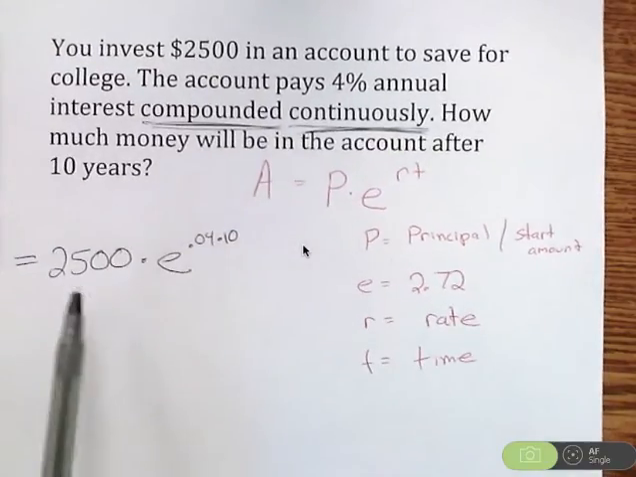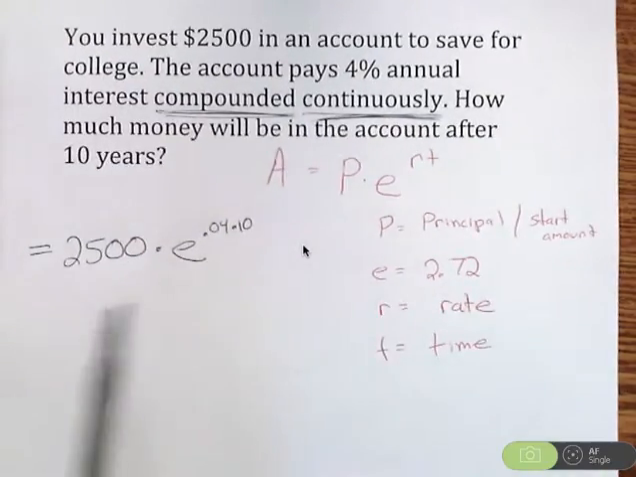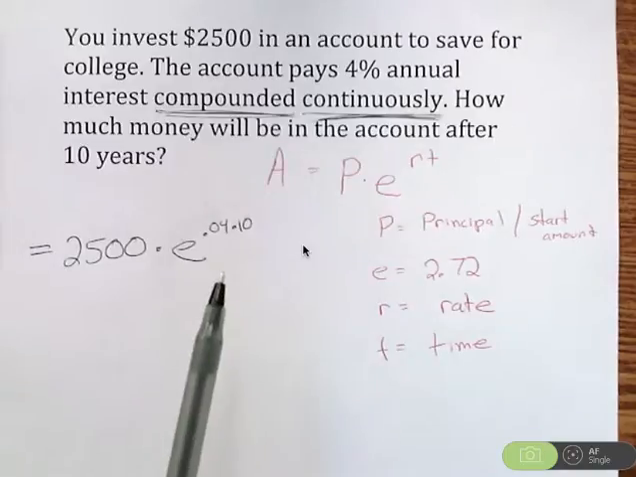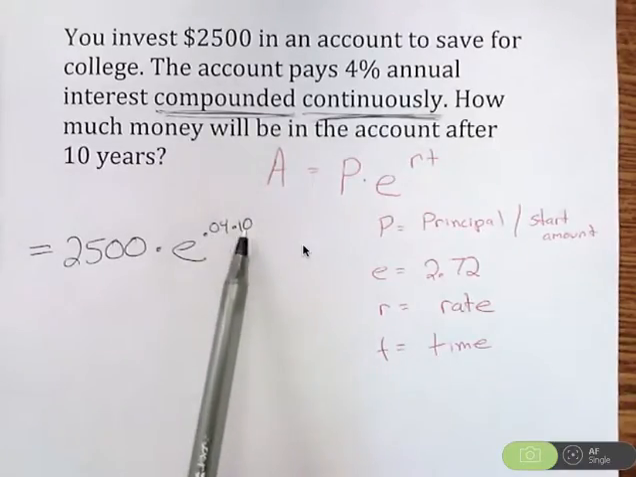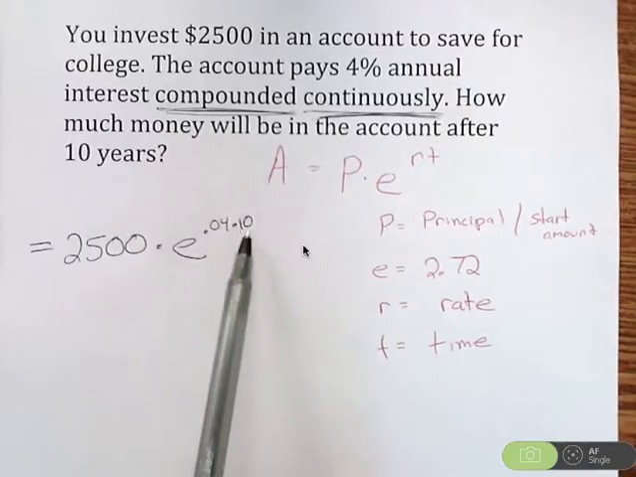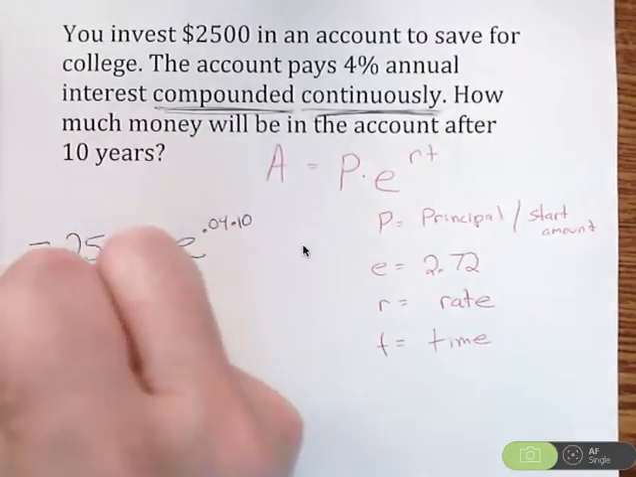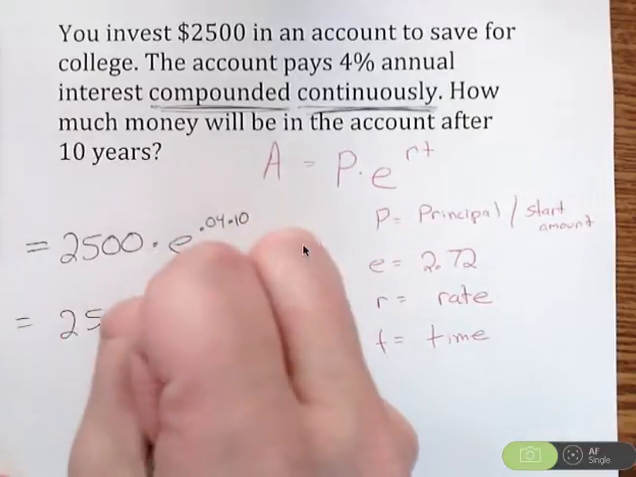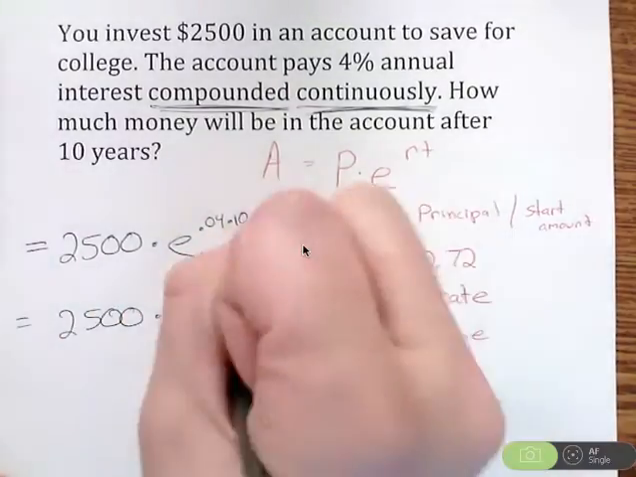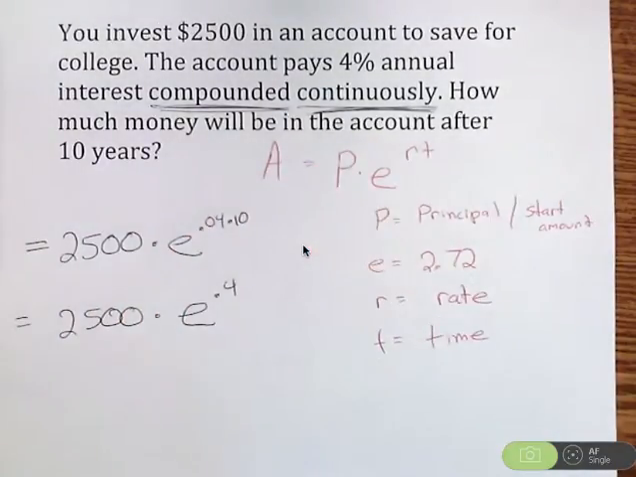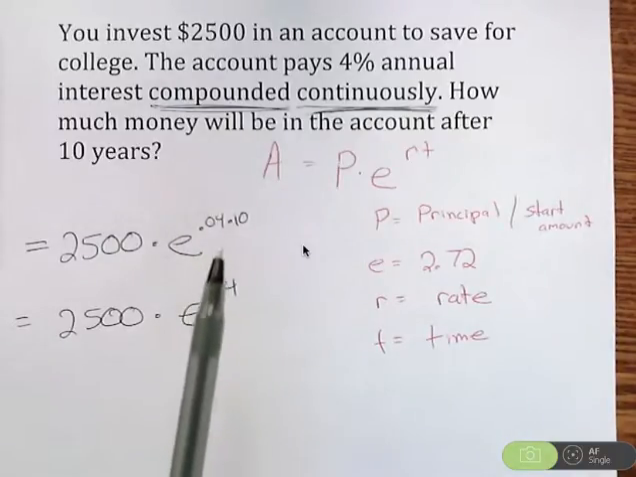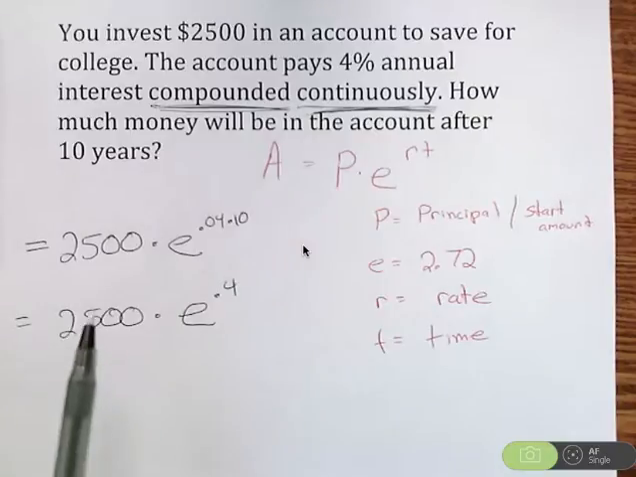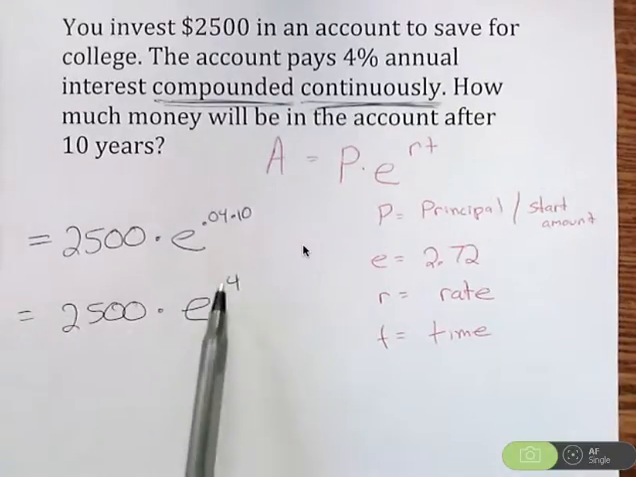Now, some people could take this, plug it entirely into the calculator and hit enter to get the answer. One thing I like to do to avoid a common mistake on the calculator is to figure out what the exponent is first. So I take 0.04 times 10 in the calculator, and that gives you 0.4. Again, I recommend that. It avoids one of the most common errors with this problem. So now we have 2,500 times e to the power of 0.4.